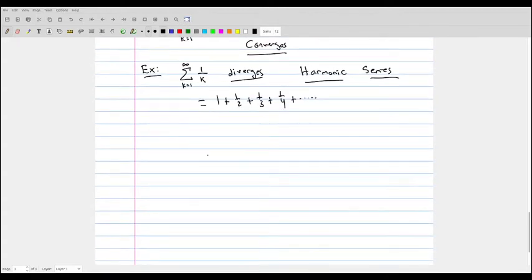What we'll see when we do the integral test is that a P series converges if the p-value is strictly greater than 1. I'm stating this here without proof, but we'll show this when we get to the integral test.